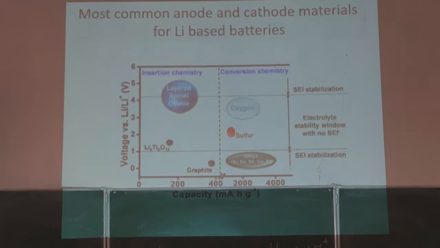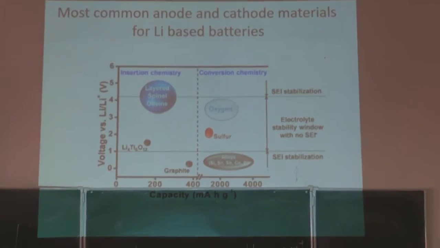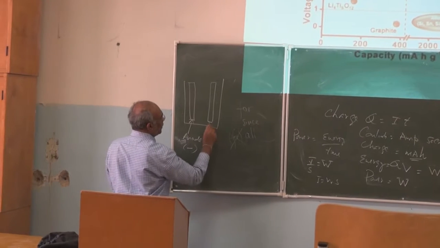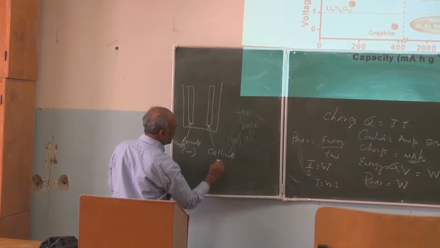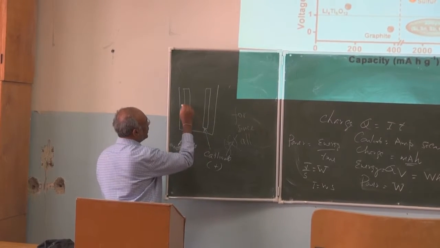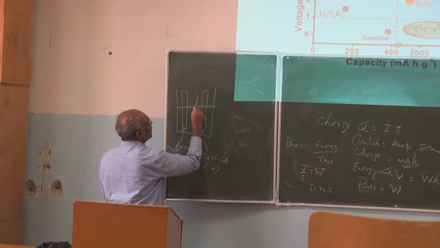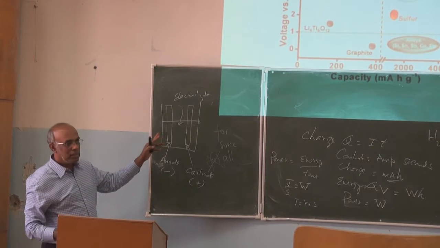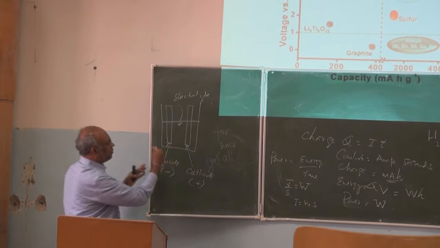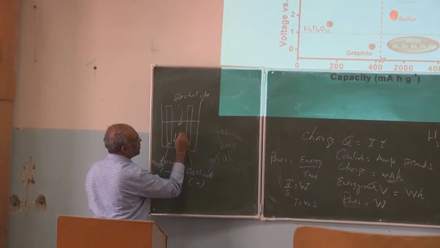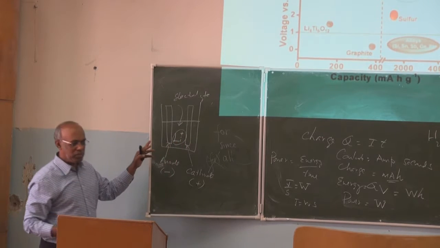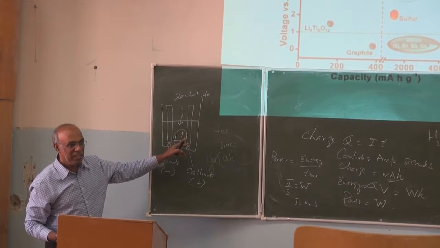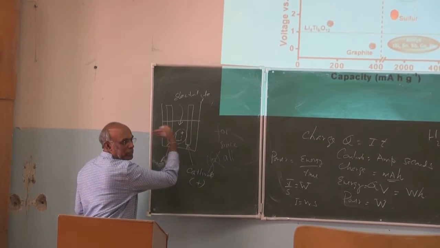If you take a battery, there are three things. A battery has an anode, which is the negative electrode. Then we have the cathode, which is the positive electrode. Then you have to have the electrolyte, which is a solution that has the ions. In the case of a lithium battery, we have lithium ions, positive ions, and these ions can move inside the electrolyte.